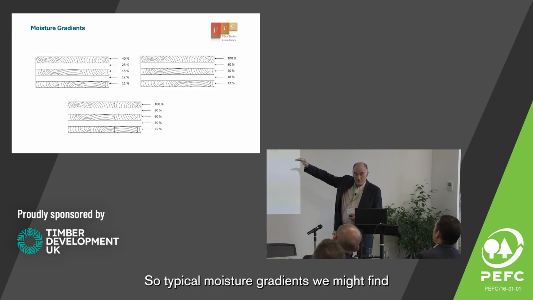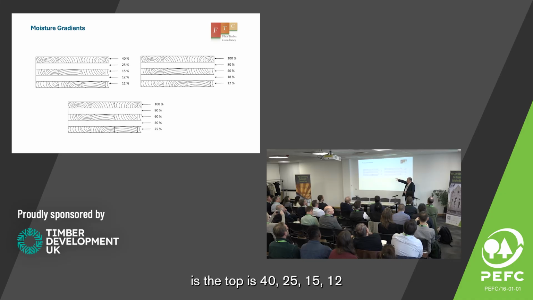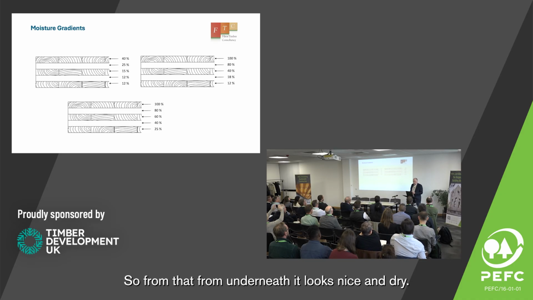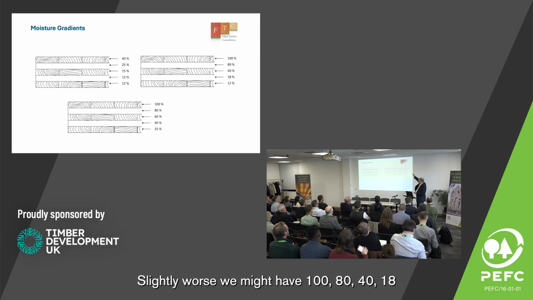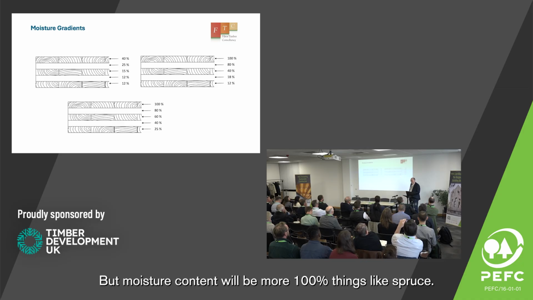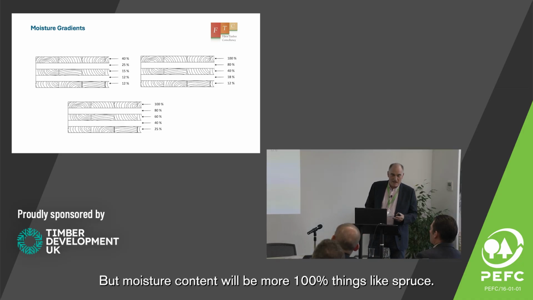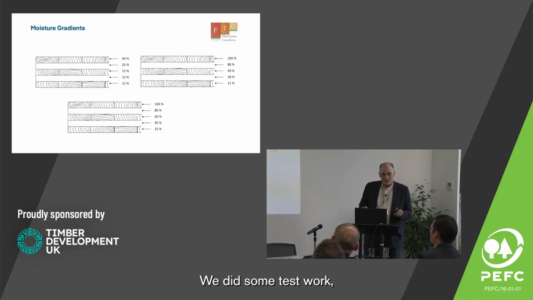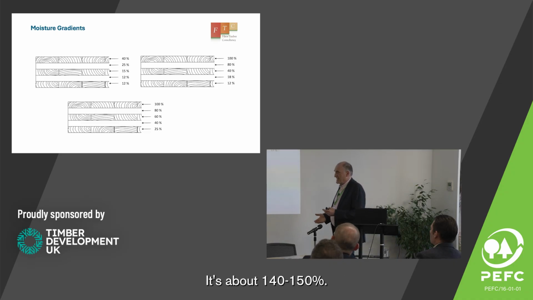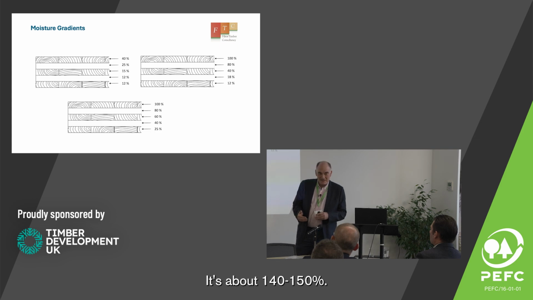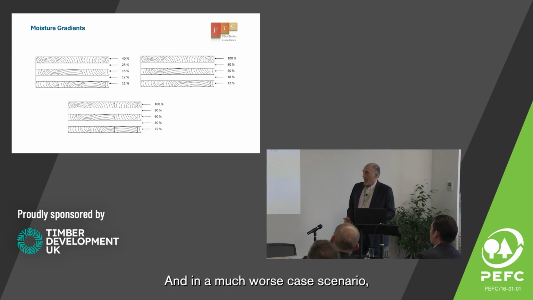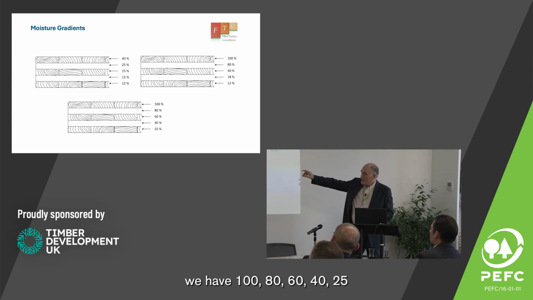Okay, so typical moisture gradients you might find is the top is 40, 25, 15, 12. So from underneath it looks nice and dry. Slightly worse, we might have 180, 40, 18. I put 100% there, but moisture content can be more than 100%. Things like spruce, we did some test work where we tried to work out what the maximum moisture content of spruce could be. And it's about 140 to 250%, so it could be more than that. And I came up with a much worse case scenario where I have 180, 60, 40, 25.